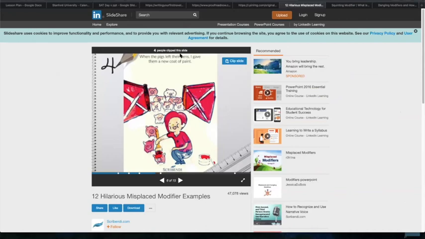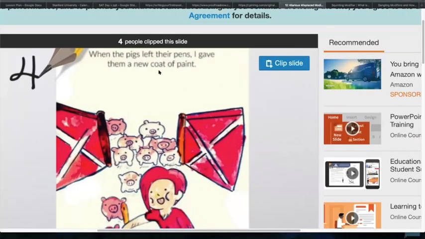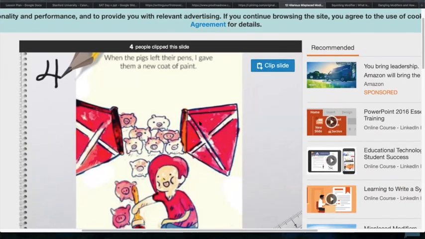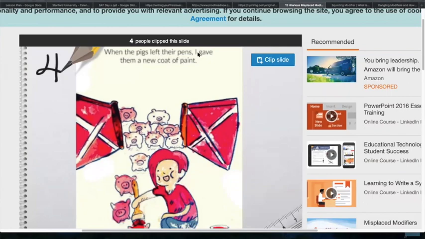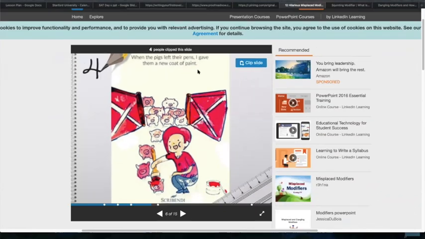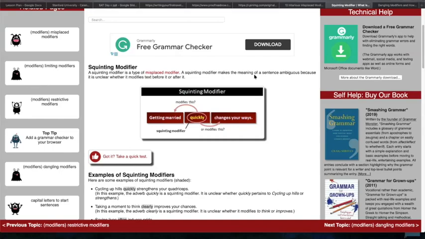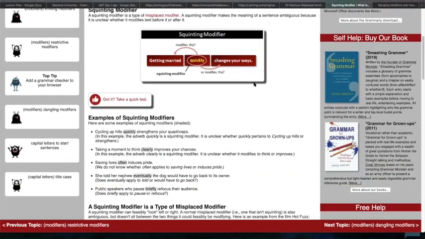Here we have, when the pigs left their pens, I gave them a new coat of paint. So when the pigs left their pens, here, what's the modifier? Okay, it seems like she gave the pigs a new coat of paint, whereas actually she should have given the pens a new coat of paint. Okay, so that's a misplaced modifier. Now a couple of squinting modifier errors.